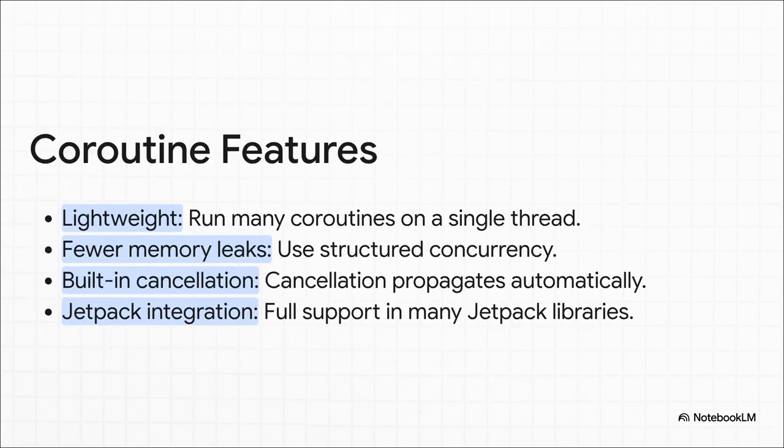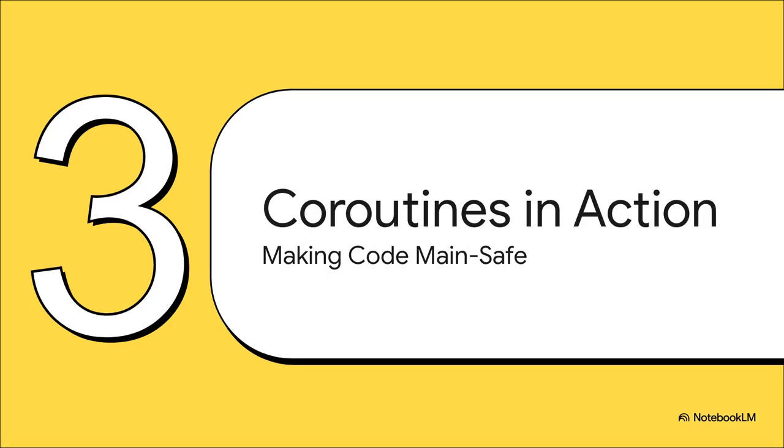Coroutines come packed with some serious superpowers, and these features are what make them so awesome. They're incredibly lightweight, which means you can launch thousands of them and not even break a sweat. They seriously help you avoid memory leaks with a concept we'll talk about called structured concurrency. They have cancellation built right in, and they're deeply woven into the fabric of the Jetpack libraries that you're probably already using every day. All right, enough of the theory.